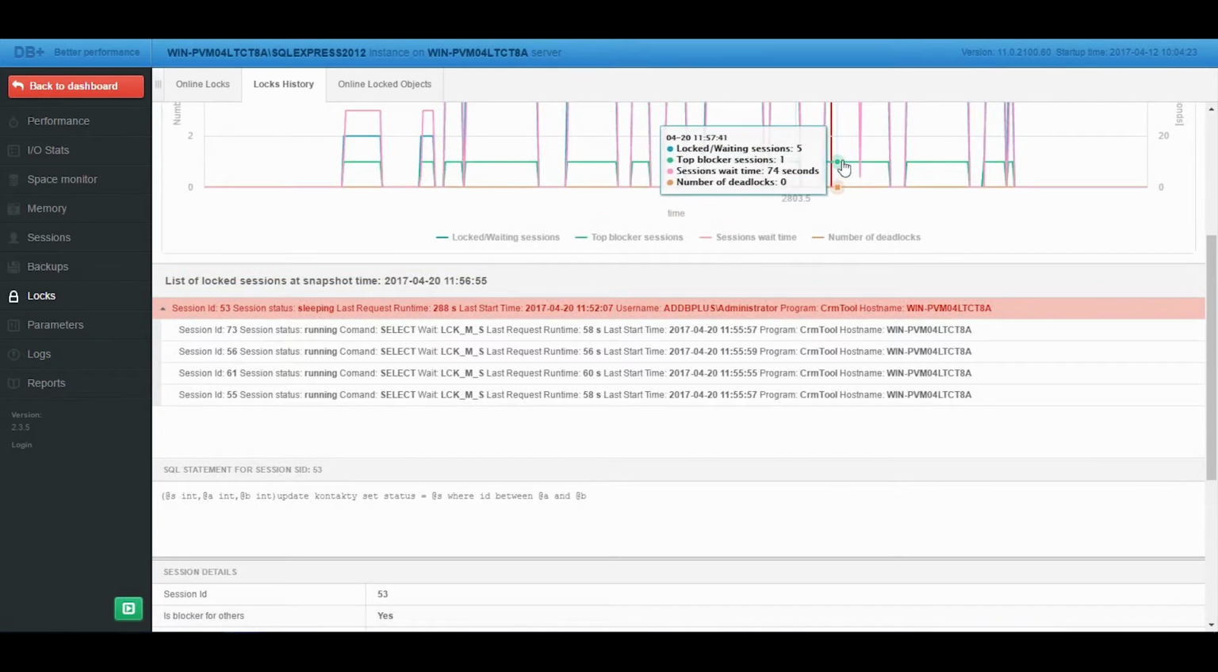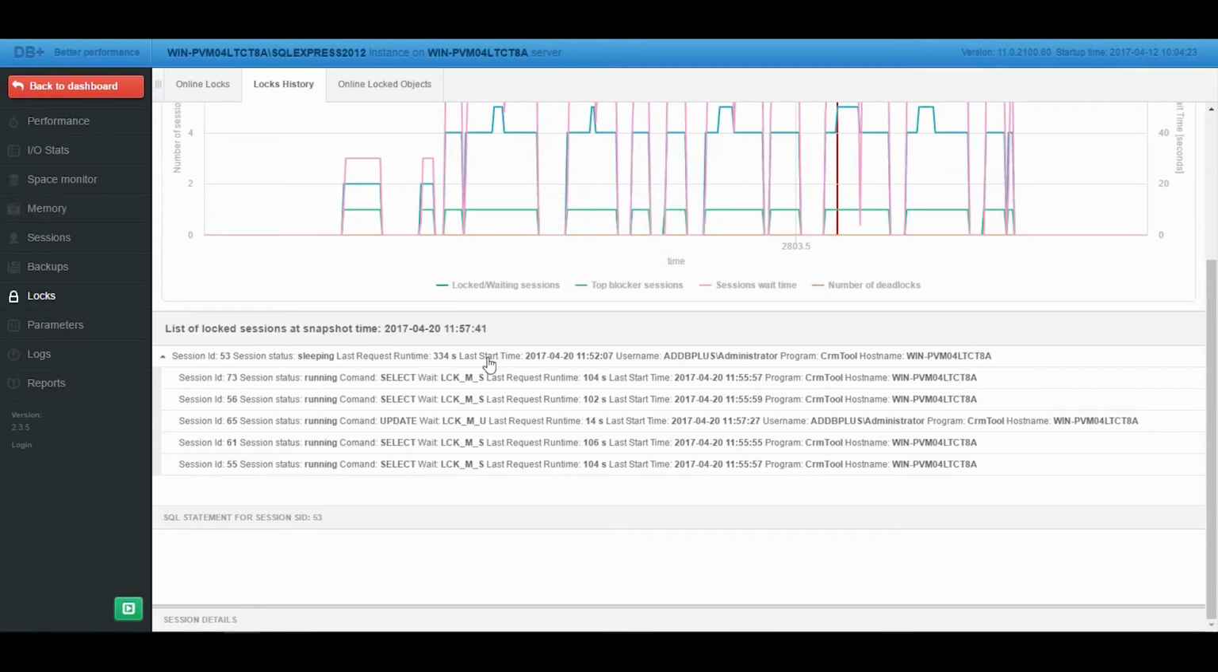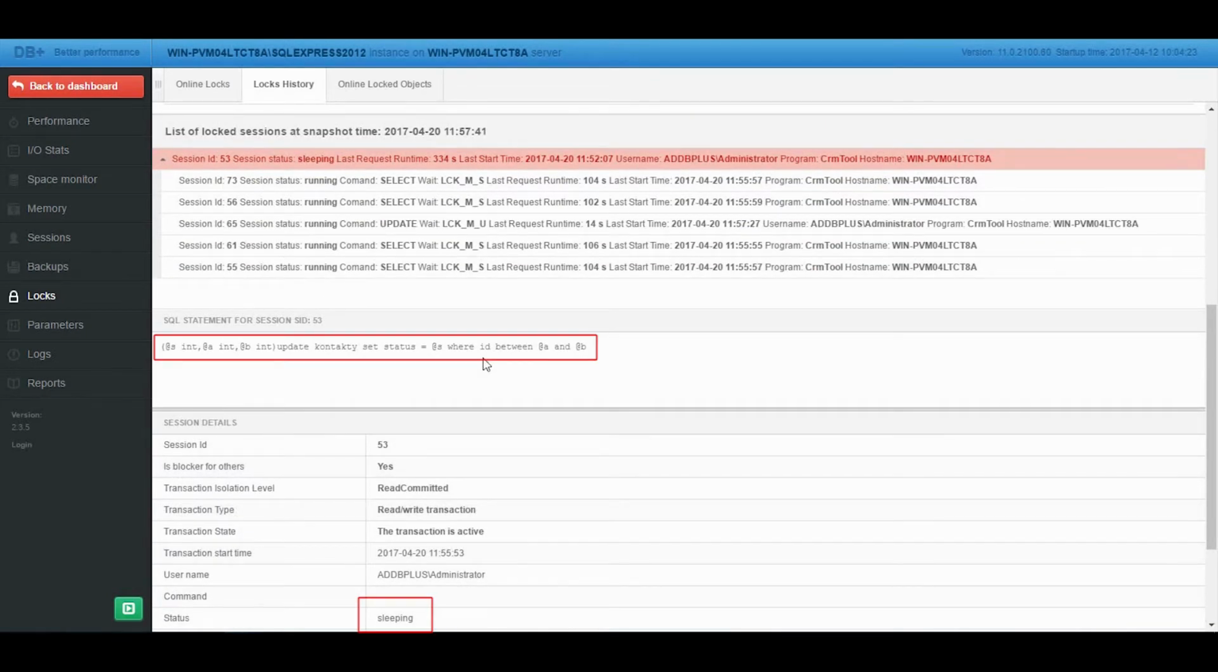Let's check another point. This is the same session, again in the sleeping status, and the query has not changed. What causes the problem? This is caused by bad management of the transaction process on the side of the user application.